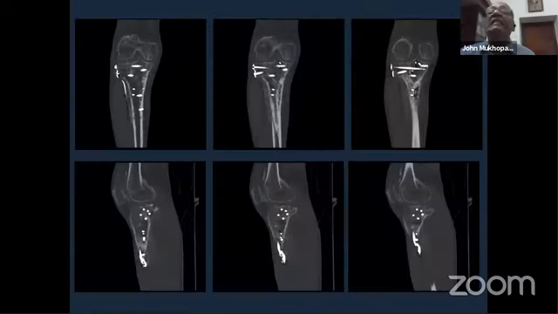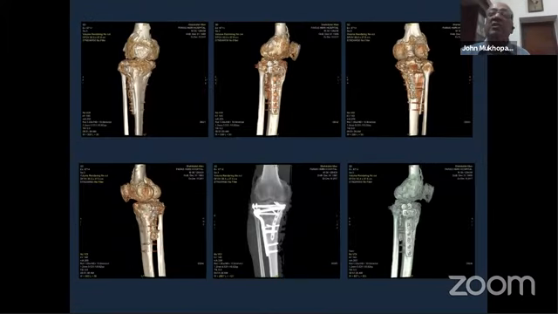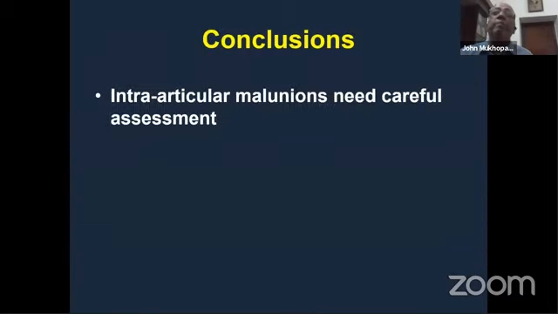Interestingly, we also did a CT scan to look at our reconstruction, and it looks reasonably good. It doesn't look great, but we've been able to get the condyle reasonably aligned, but he has a stiff knee because he started with a stiff knee and we couldn't do too much for him.